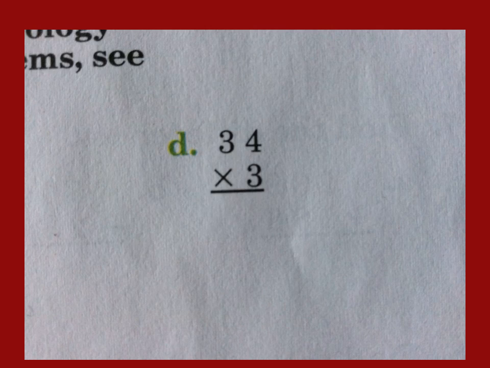D, do 3 times 4, that's 12, so we put a 2, carry the 1. 3 times 3, that's 9, plus the 1 on top would be 10. We get 102.